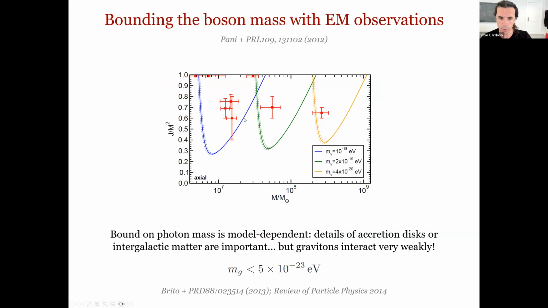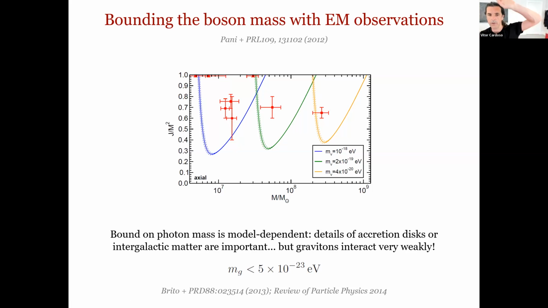For example, look at the blue line in this plot. Above this blue line, any black hole should be unstable on timescales of 10,000 years. We should not be seeing black holes here. But yet, these are measurements, okay? So these red crosses here are excluding boson masses of the order of 10^-18 electron volt. In fact, the Particle Data Group now is using superradiant measurements as their state-of-the-art exclusion for the graviton mass, for example.